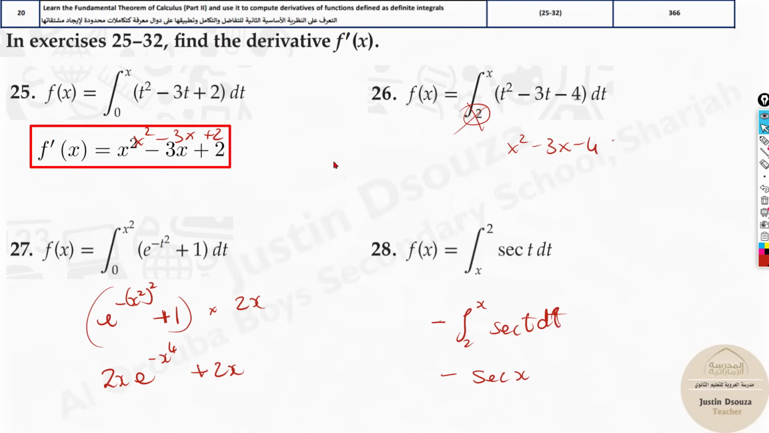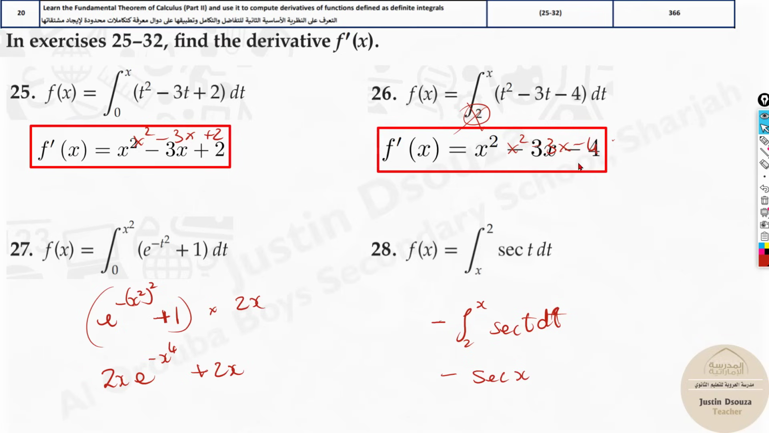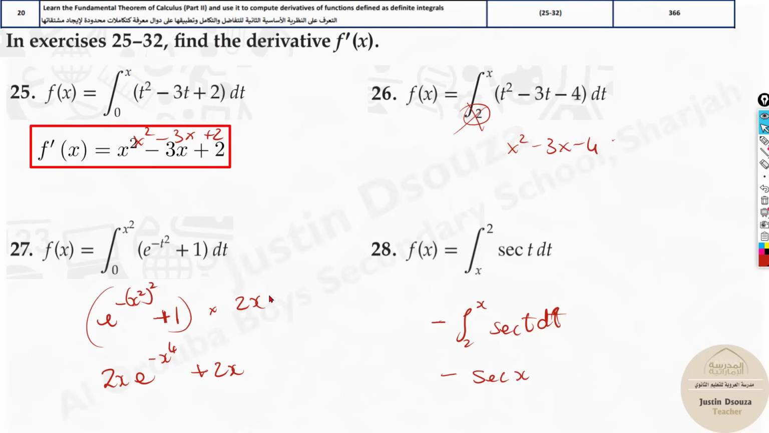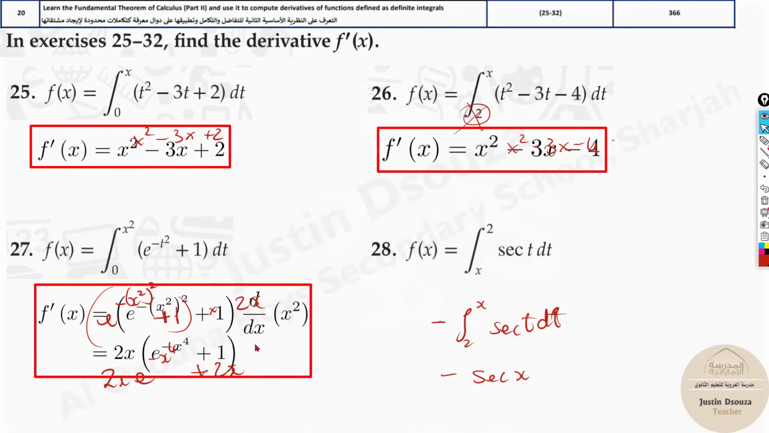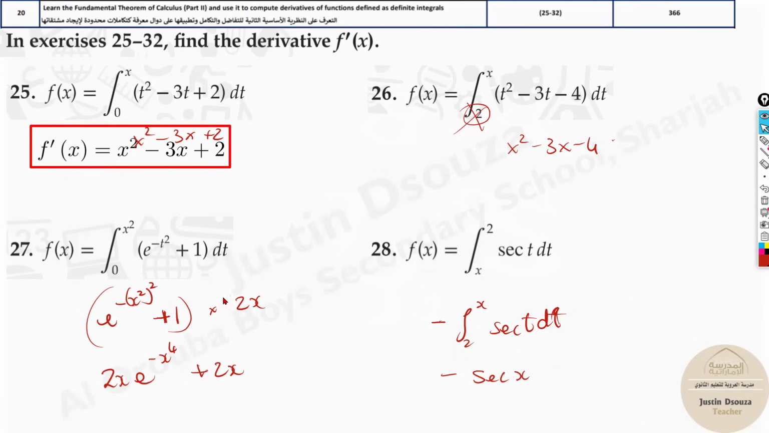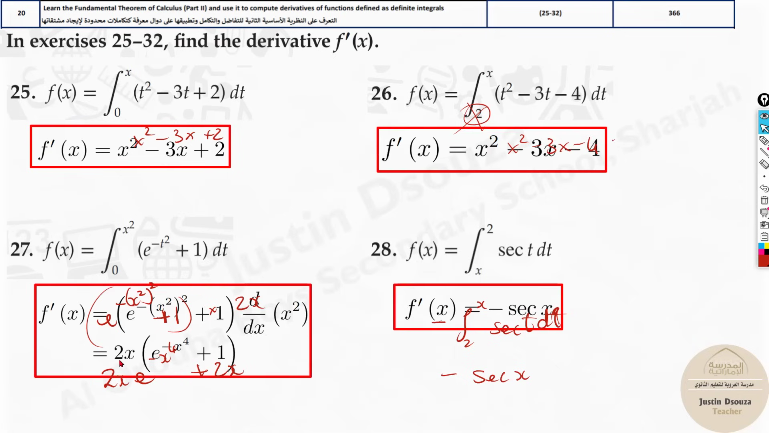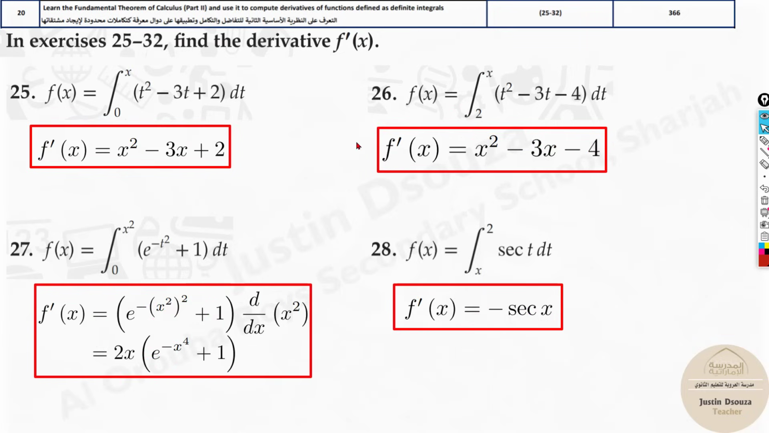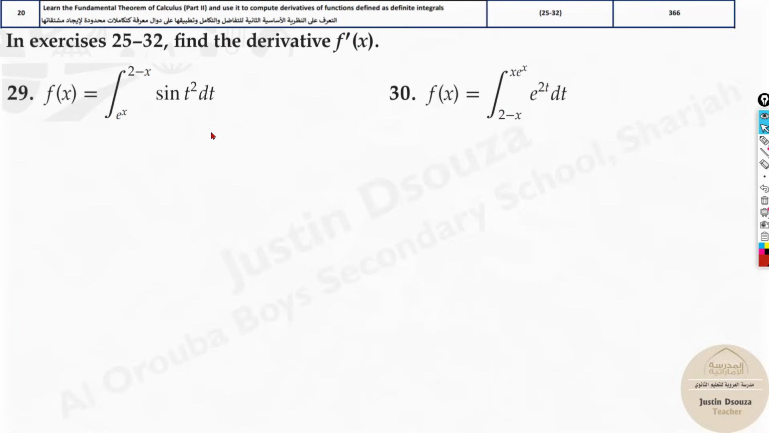It's x squared minus 3x plus 2, x squared minus 3x minus 4. That is what we also got. And over here, now they have not multiplied this 2x inside. I've multiplied it for both the sides, but it's fine. If you're keeping it out, it's also fine. See, 2x is out. E to the power minus x to the power 4 minus x power 4 plus 1. It's fine. Minus secant x. So this is the thing. But what if you have a little bit more complicated, two terms up and down?